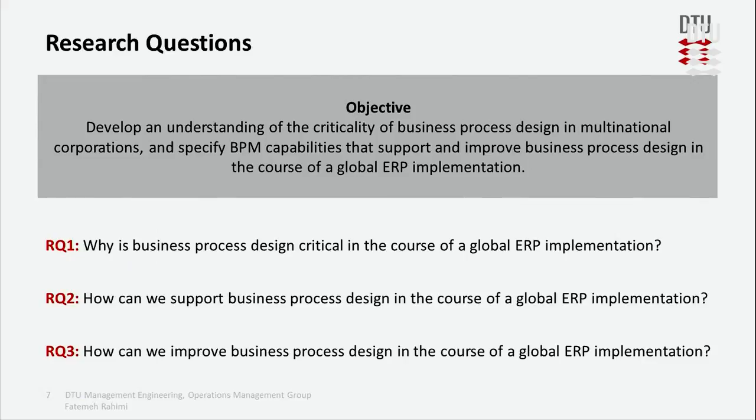Despite the growing popularity of global ERP implementations, ERP research has mostly emphasized the intra-organizational aspects of ERP implementation. When it comes to BPM research, there are very few studies on managing business processes in a global context. As a result, we know very little about ERP configuration in multinational corporations. Therefore, this study aimed at developing an understanding of the criticality of business process design in multinational corporations, and also elaborating on BPM capabilities that could support and improve business process design in the course of a global ERP implementation.